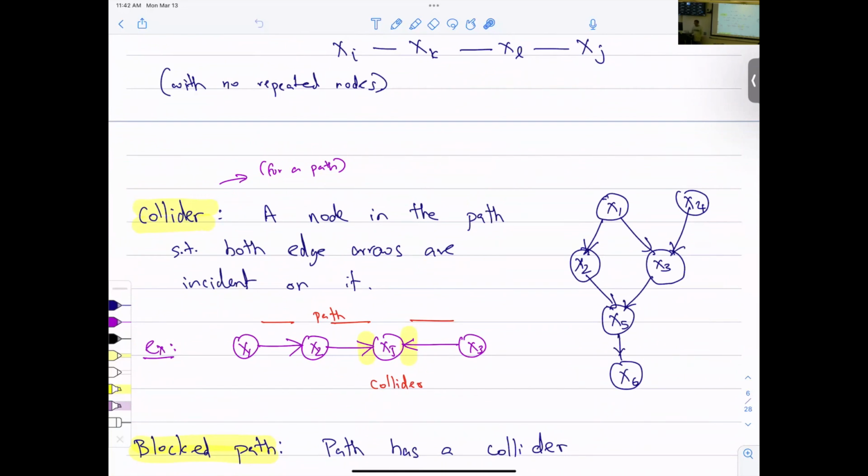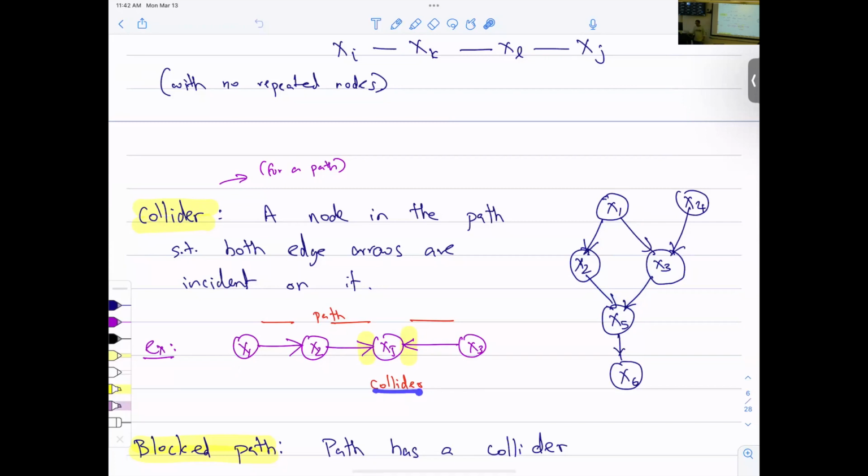A collider is the following. Pick a path in your graph. Let's say I'm picking this path. Along this path, I've redrawn x1, x2, x5, and x3. A collider exists on this path if there is a node on which both edges are incident. It's just a path, so just a pair of edges. So this is a collider because both edges are incident on it. That's what is called a collider.